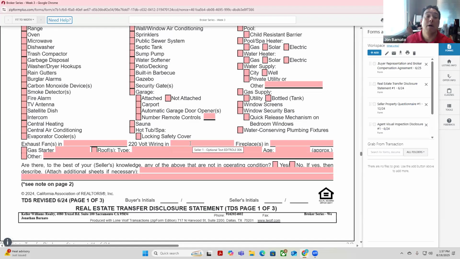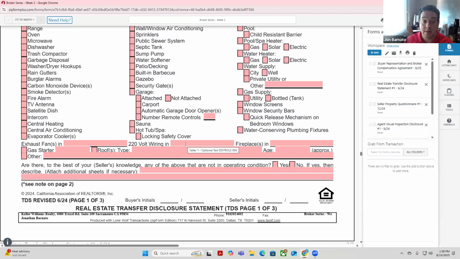That's often used for dryers, washing machines, sometimes appliances in the garage, or sometimes refrigerators. I've seen it too. So just note those locations. Fireplace is pretty standard. These are gas starter. Roof type. Do we know all our roof types?